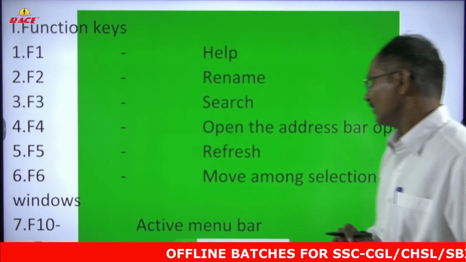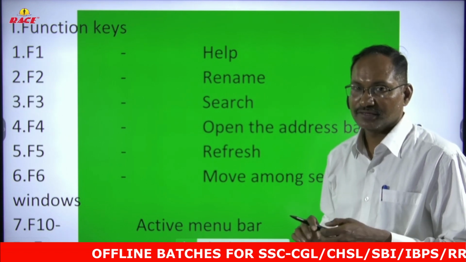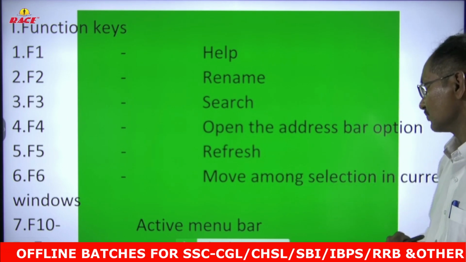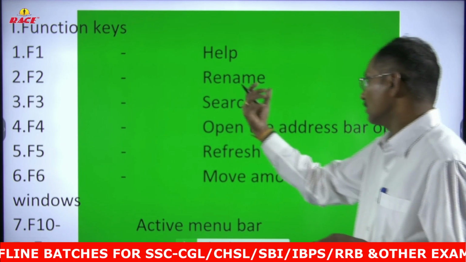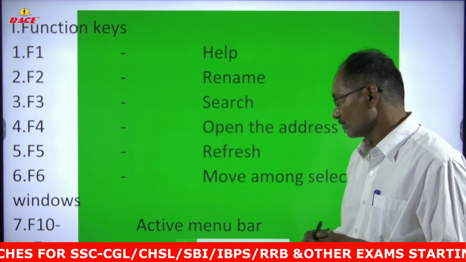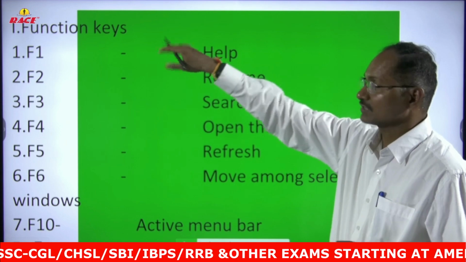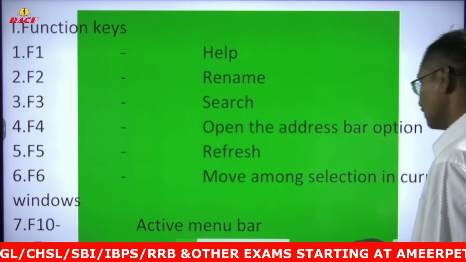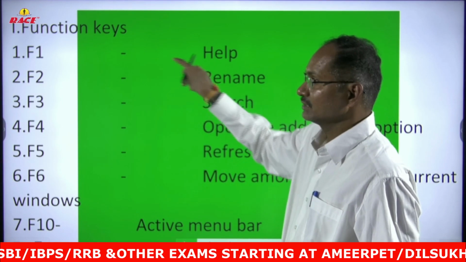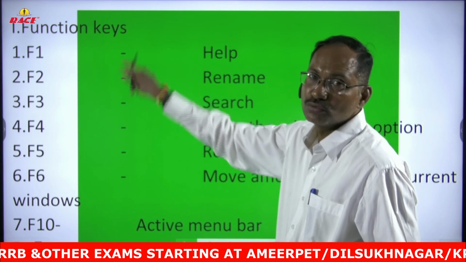Same F4. F5 is Refresh. When the system is very slow and you want some boosting, just click on F5 and it will refresh. F6 moves along the current window. When you open applications, the ones in the background will come to the front; the F6 option is available. F10 is the active menu bar. When you open your Notepad and want to go to the File menu, Edit and View menu, press F10 once and the toolbars will automatically come.